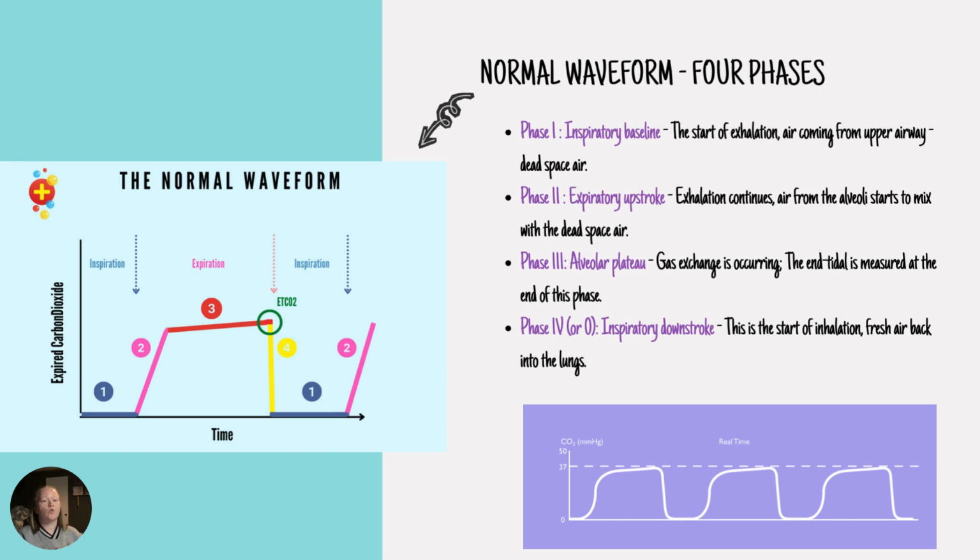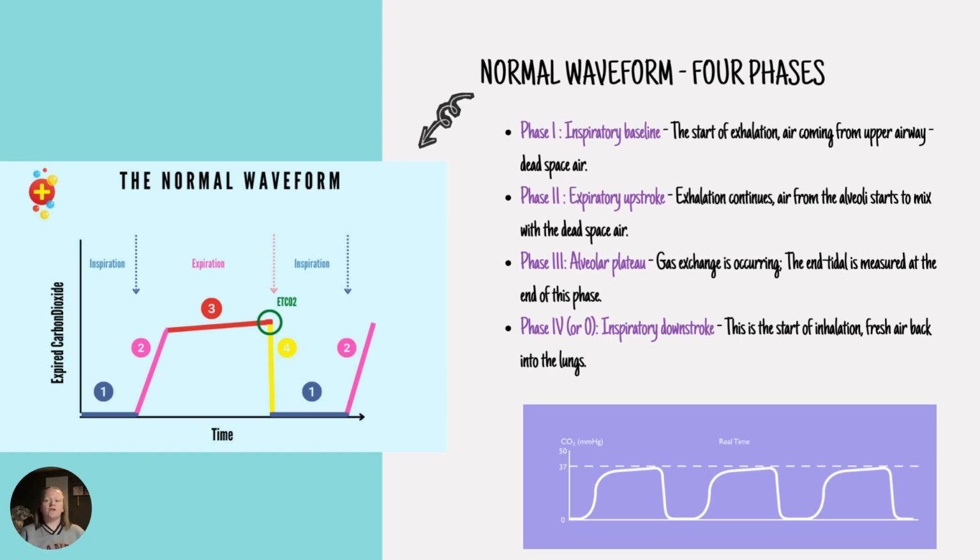So let's break down just a normal waveform pattern as you see here. A normal waveform pattern has 4 phases. Phase 1, our inspiratory baseline, this is the start of exhalation. So air is coming from that upper airway, like the nose, the mouth, the trachea. Dead space air, like we called it before, has not reached the alveoli yet. Phase 2, our expiratory upstroke. Exhalation is continuing, and that air from the alveoli is starting to mix with our dead space air, causing that upstroke that you see.